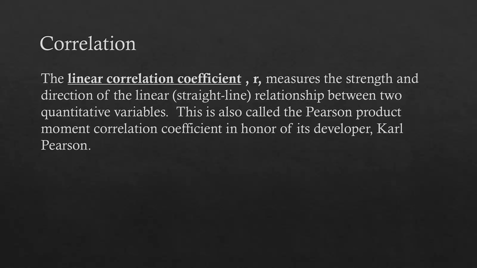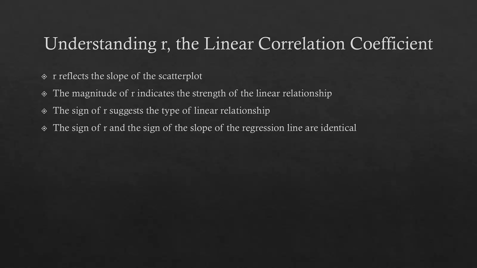Alright, so it's important that you understand the characteristics of R. Now R reflects the slope of the scatter plot. So if you have a negative R, you've got a negatively sloped scatter plot. Your line of regression would be negatively sloped.